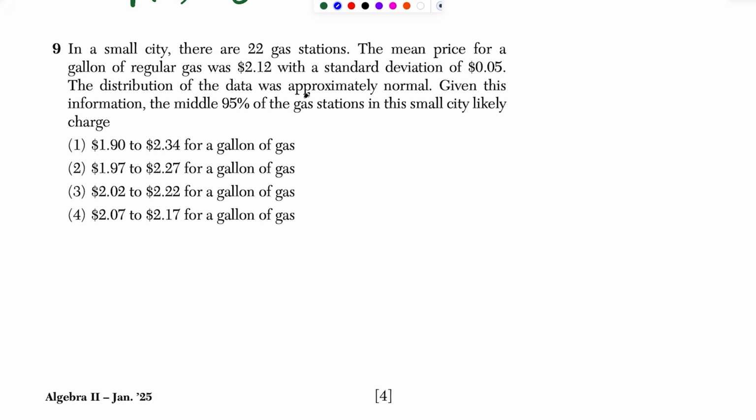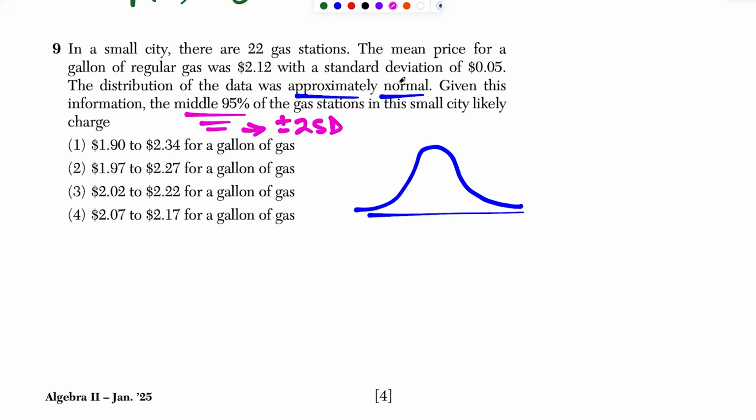Now, the moment you hear the phrase approximately normal, this means that our graph of the situation is going to be a normal bell curve like this. Okay, so this is the concept behind the question. When they tell you to find the range of the middle 95%, what they're telling you to look at is plus or minus 2 standard deviations from the average or the mean.